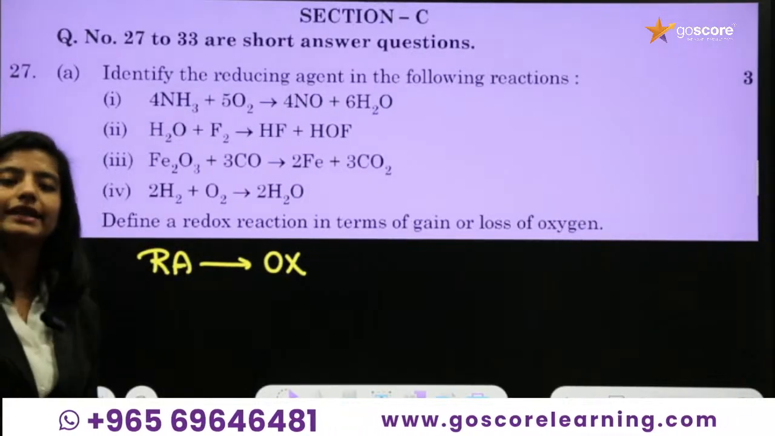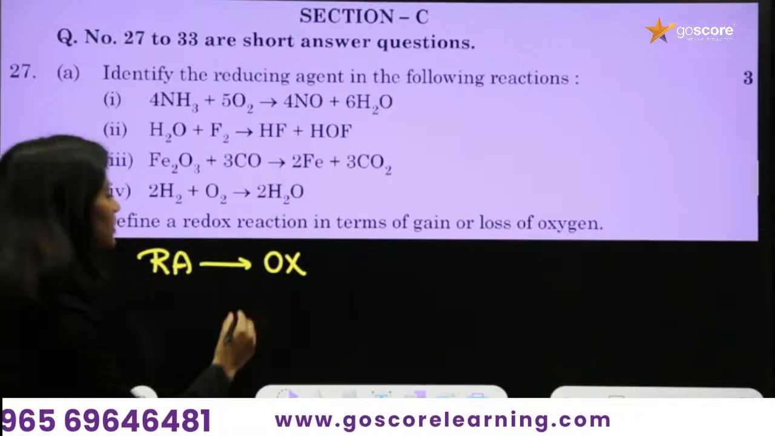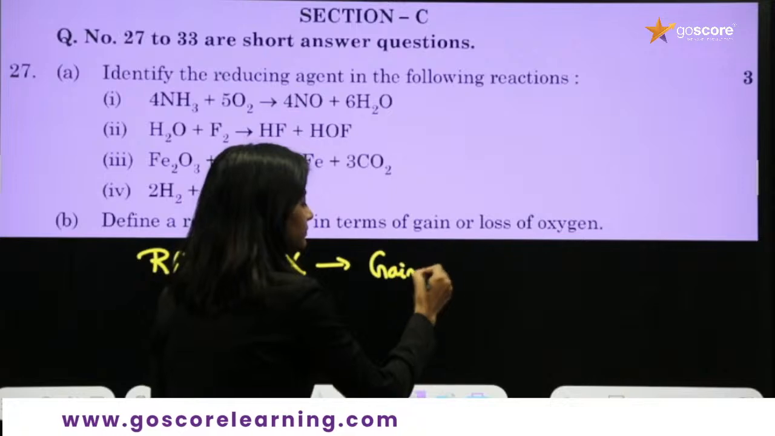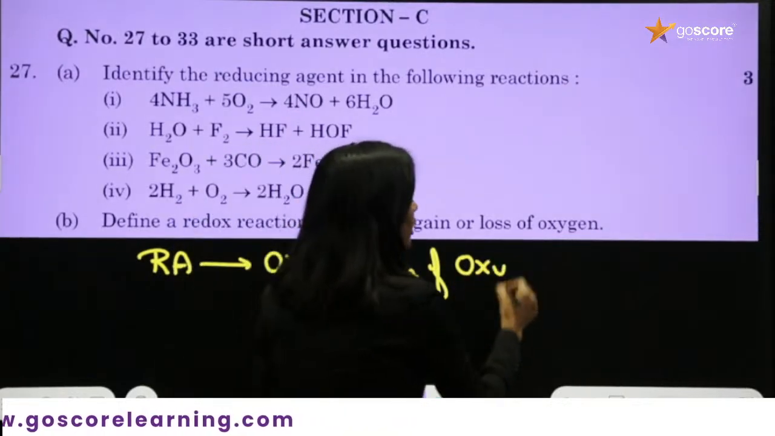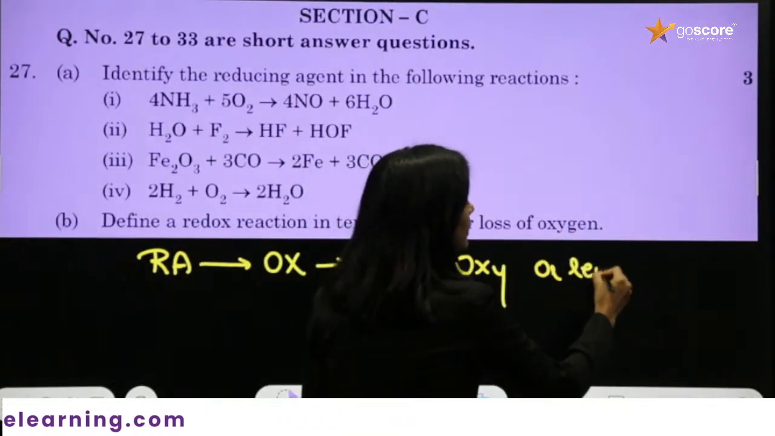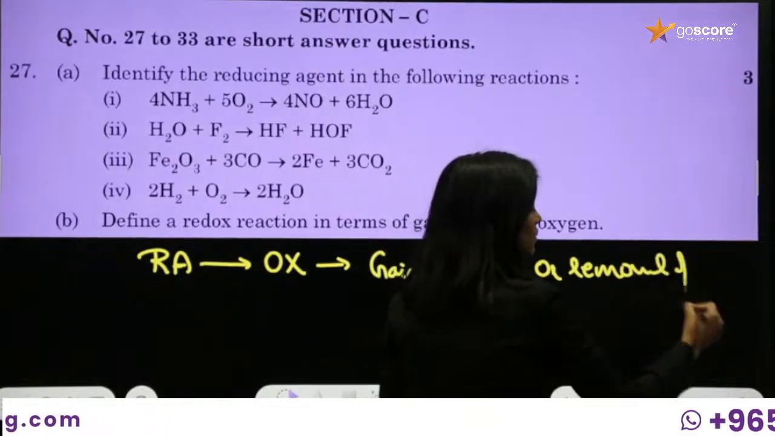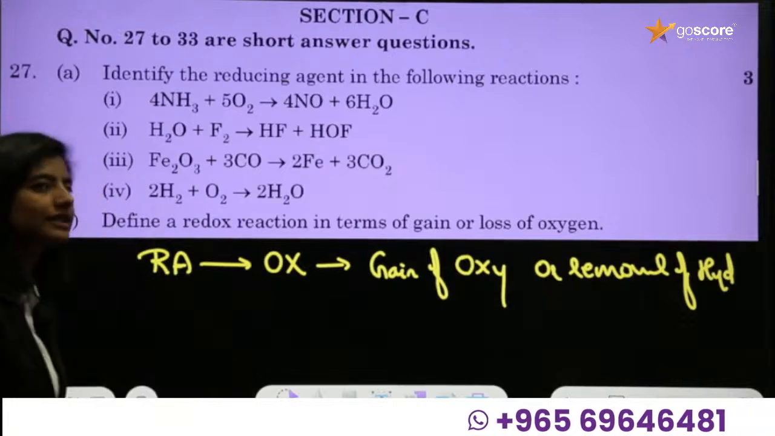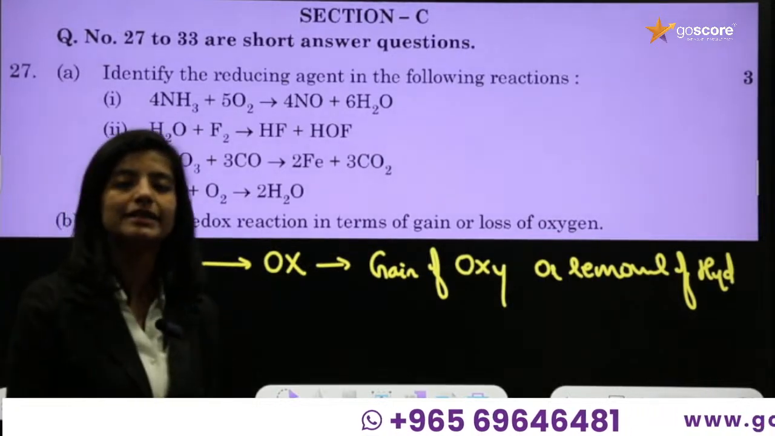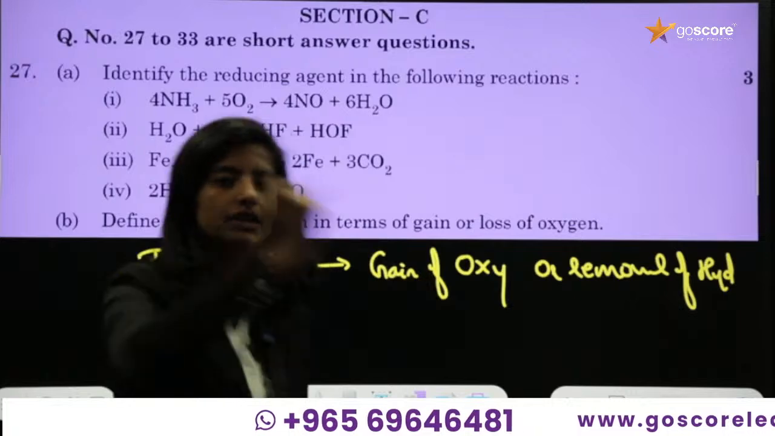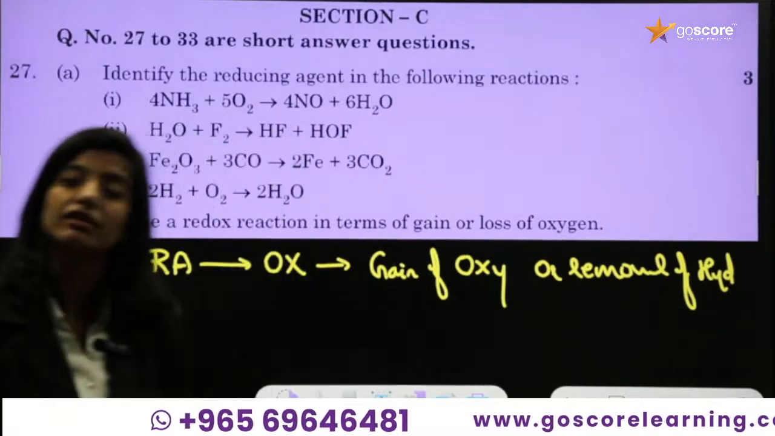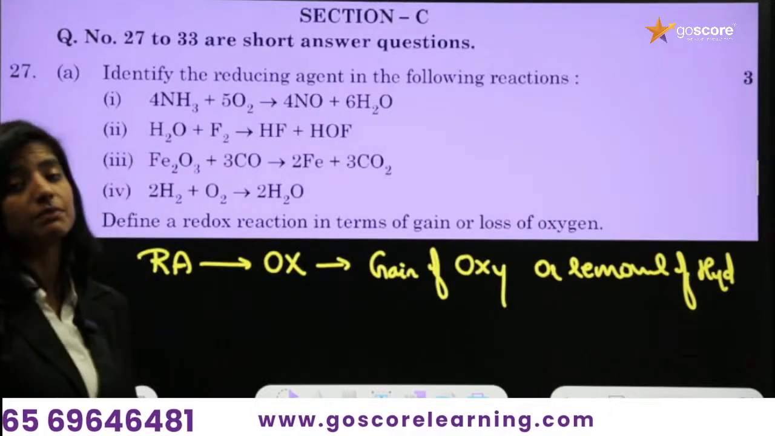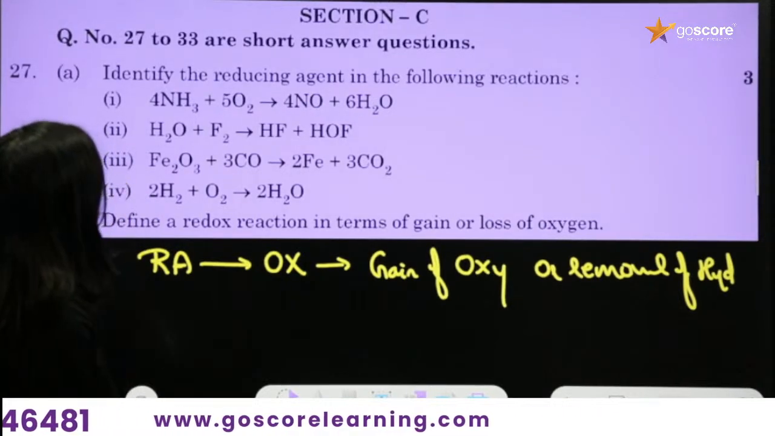So reducing agents are the ones which undergo oxidation, correct? What is oxidation? Oxidation is nothing but gain of oxygen or removal of hydrogen. Removal of hydrogen or gain of oxygen is oxidation, and the species which is undergoing oxidation can be called the reducing agent. So just check who is undergoing oxidation in the above reactions. Let's go ahead with the first one.